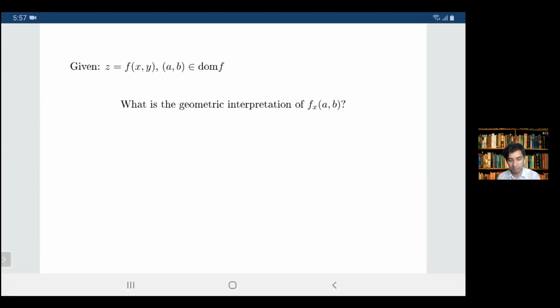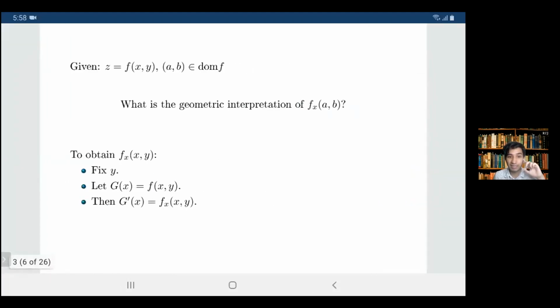Okay. To help us answer this question, it's useful to recall how we compute the partial derivative. So remember in our last video, if we want to obtain f_x, the partial derivative of f with respect to x, all we have to do is to fix y. And the function that you obtained by fixing y, we can call that g. Here we think of y as a constant. This function, if you differentiate it normally with respect to x, so g prime of x, what we get is the partial derivative of f with respect to x.